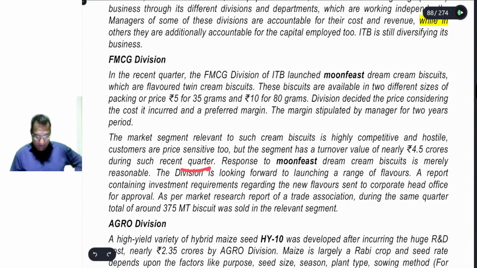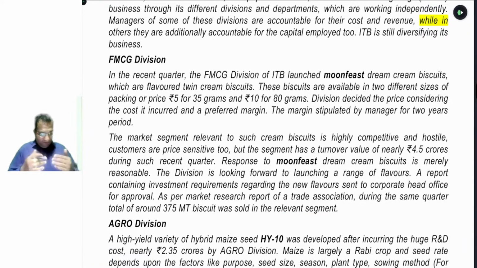This is very important, beta. This is the turnover of the complete market segment. Industry is having a turnover of 4.5 crore during the recent quarter. Response to our product is merely reasonable. The department is looking forward to launching a range of flavor. A report containing investment requirement regarding the new flavor sent to the corporate head office for approval. As per the market research report of a trade association, during the same quarter, a total of around 375 metric ton biscuit was sold in the relevant segment.